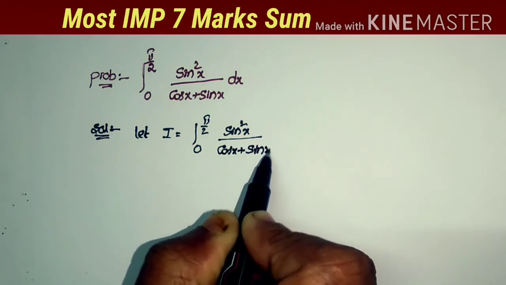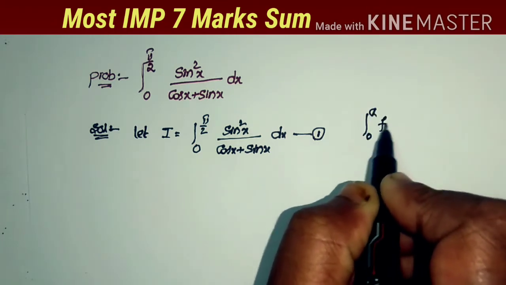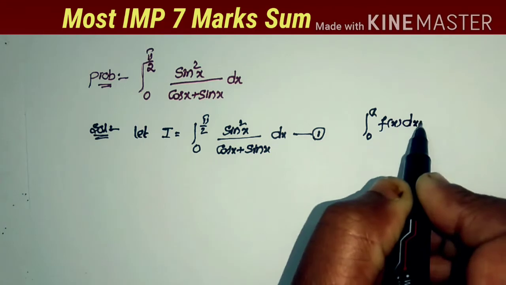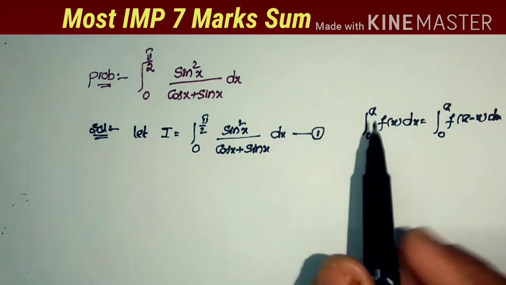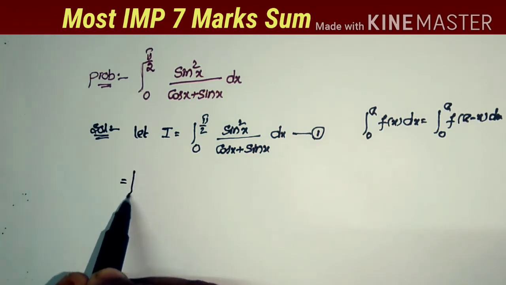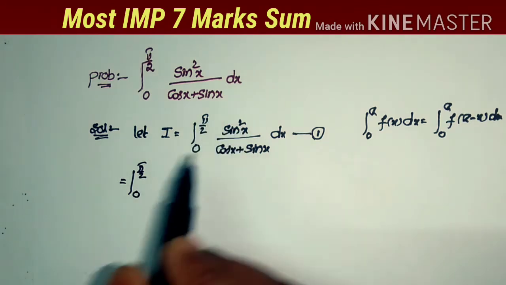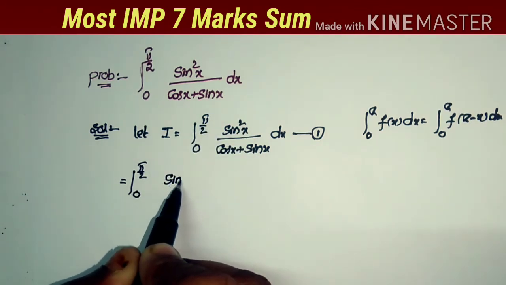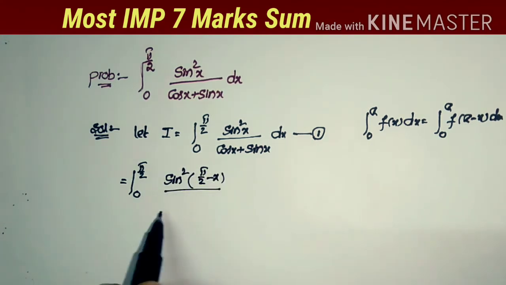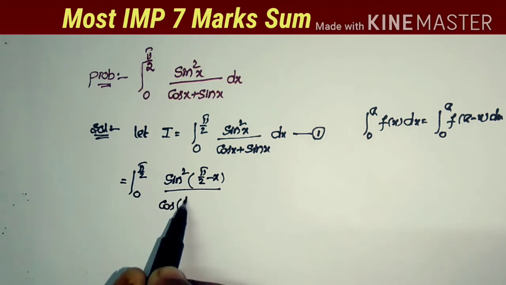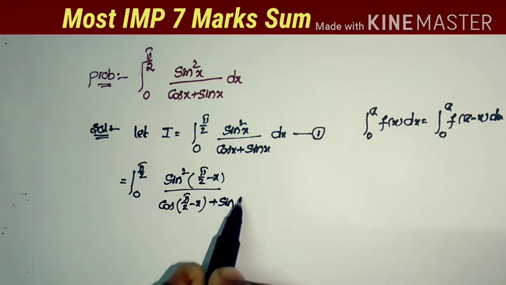Now this is equation 1, and for the given problem we use the formula: integral 0 to a of f of x dx is equal to integral 0 to a of f of (a minus x) dx. So this is equal to integral 0 to pi by 2, and in place of x we substitute pi by 2 minus x. So this is equal to sin square (pi by 2 minus x) by (cos (pi by 2 minus x) plus sin (pi by 2 minus x)) dx.